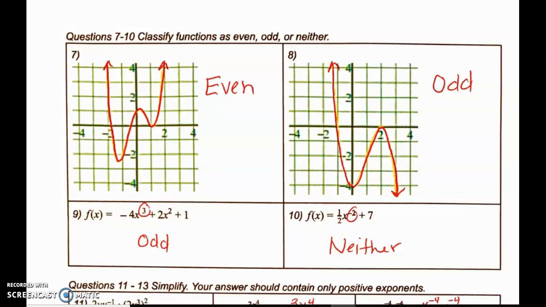So here are my answers to 7 through 10. So this first one, number 7, is even because both arrows are pointing up. 8, this graph is odd because the arrows are pointing in opposite directions. Number 9 is odd because the exponent is odd, or the degree is odd. 10 is neither. That's not even a polynomial because of the negative exponent.